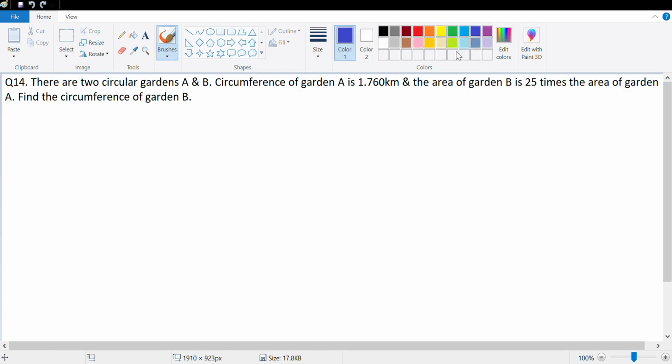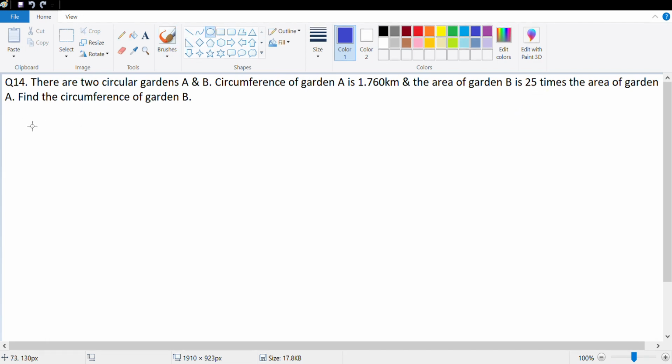Hi guys, let's look at the next question. The next question that we do is question number 14. It says there are two circular gardens A and B. Circumference of garden A is something and area of garden B is 25 times the area of garden A.